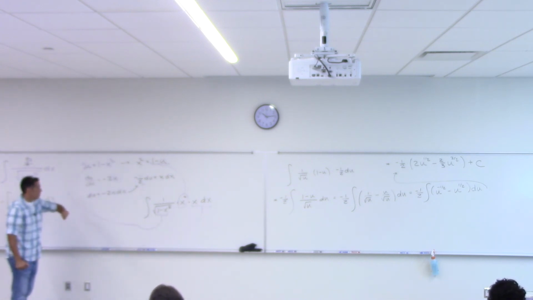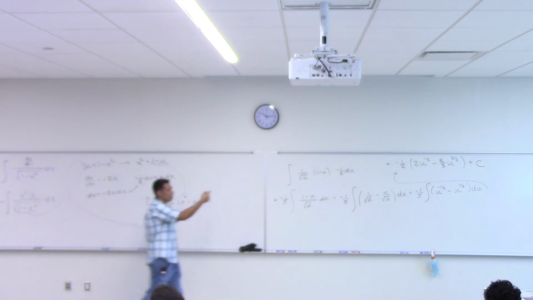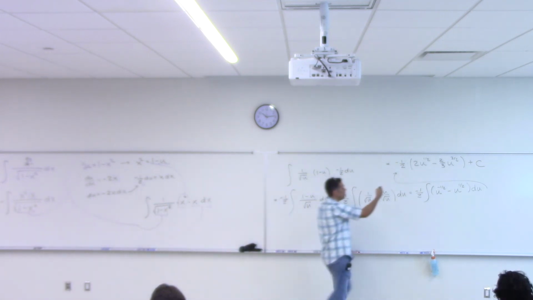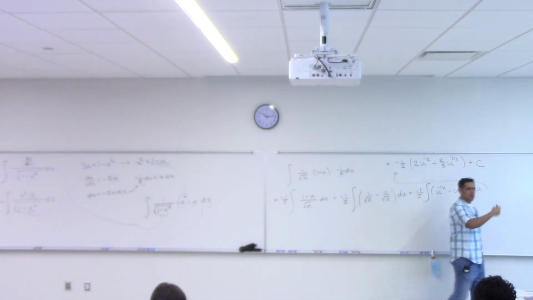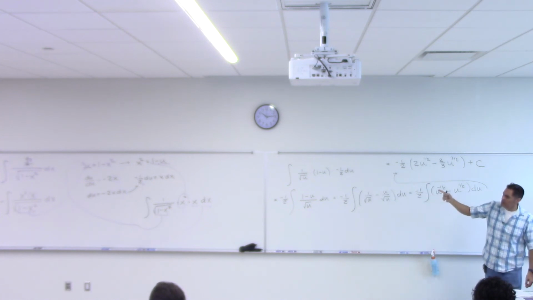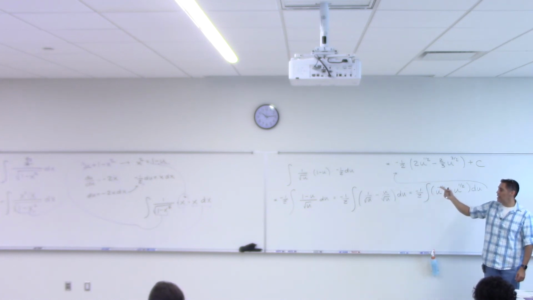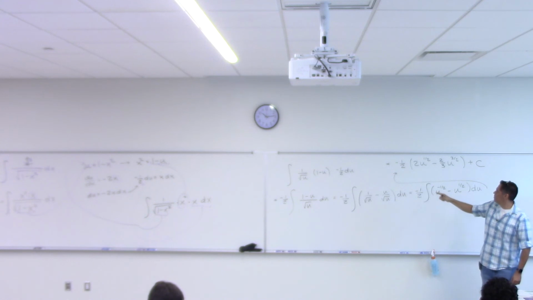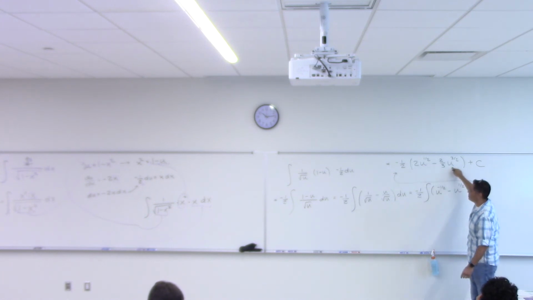Okay, I've got just a few more minutes. Last step, replace all the u's with 1 minus x squared. So replace that with 1 minus x squared, and you're done.